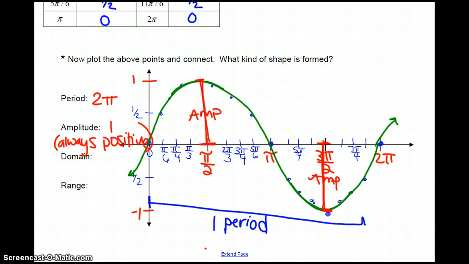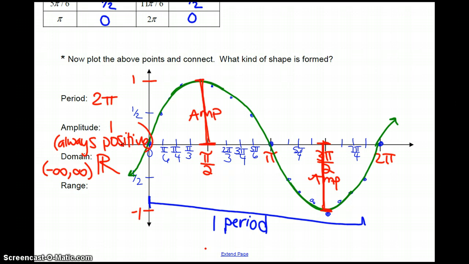And next we have domain. This is what values was I able to plug into this function. Well, I can plug in any angle and get some output. So my domain is just all real numbers. If you prefer to write that as negative infinity to positive infinity with brackets, that's totally fine.